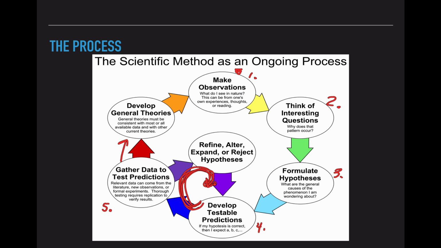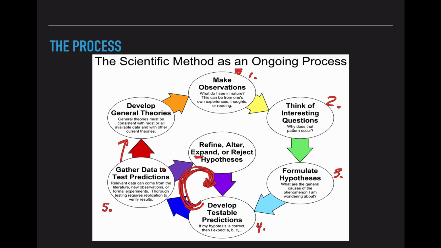So instead, what they do is they go through this process of alter, expand, or reject their hypothesis. If you gather data the first time around and it supports your prediction, you then expand on your hypothesis. Develop your testable prediction, test it again, expand, develop, test. Maybe refine, develop, test. The whole idea is you go through this cycle. You want to collect multiple sets of data to support your hypothesis.